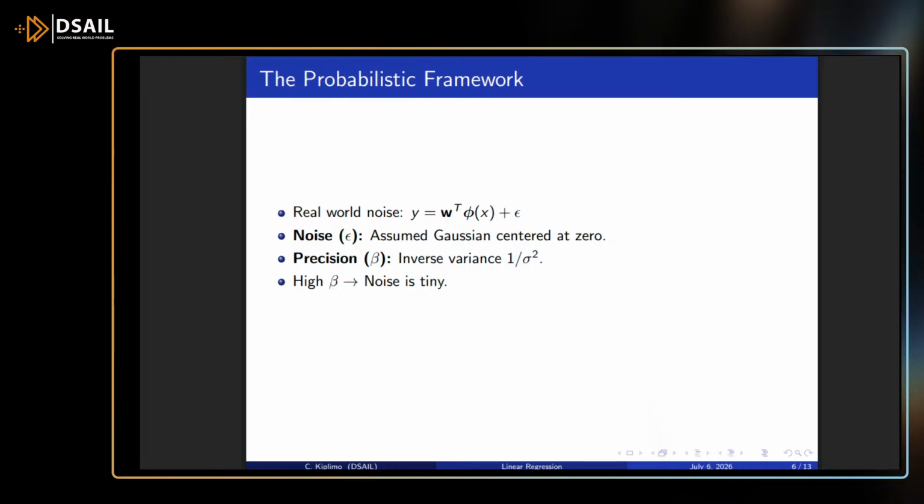So when we say that high beta means the noise is tiny, we simply mean the distribution is very thin. Why? Because high beta means the sigma squared is very low. Am I confusing this? High beta means the sigma squared is very low. So it's a very sharp distribution. For the statistics, you can learn terms like kurtosis and stuff like that. It tells you how sharp your distribution is.